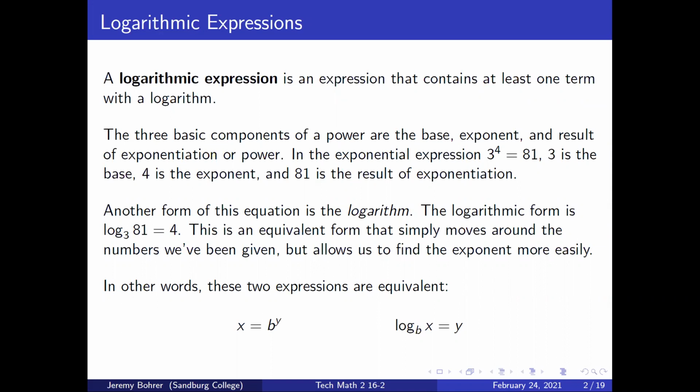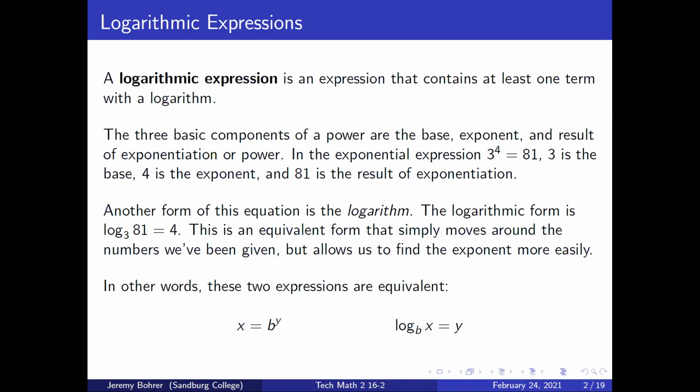In the exponential expression 3 to the fourth equals 81, 3 is the base, 4 is the exponent, and 81 is the result of exponentiation. Another form of this equation is the logarithm. The logarithmic form is log base 3 of 81 equals 4. This is an equivalent form that simply moves around the numbers we've been given, but allows us to find the exponent more easily. In other words, these two expressions are equivalent.